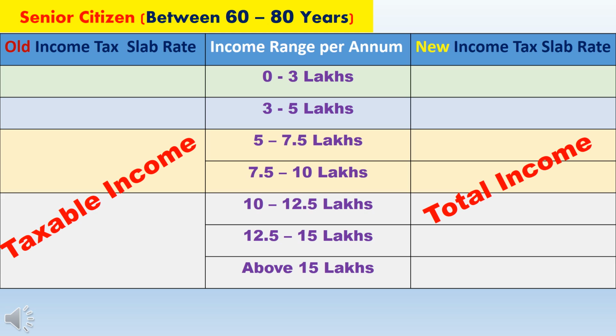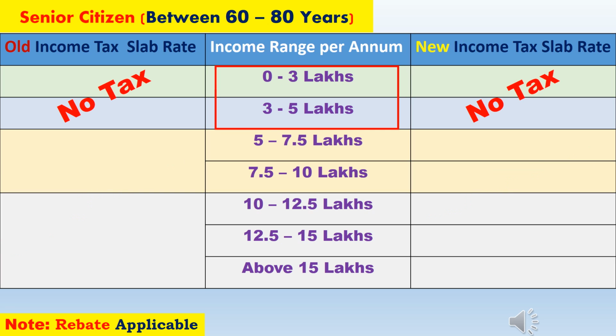Next, we will see the two income tax slabs for senior citizens who come under the age limit of 60 to 80 years. For senior citizens also, according to the old income tax slab, taxable income will be considered for calculating income tax, and according to the new income tax slab, total income will be considered for calculating the income tax.